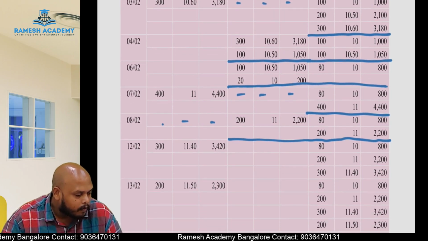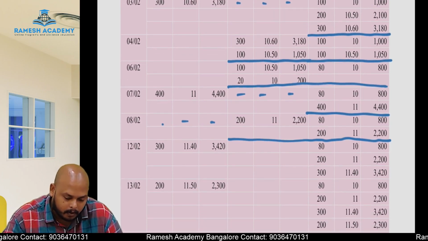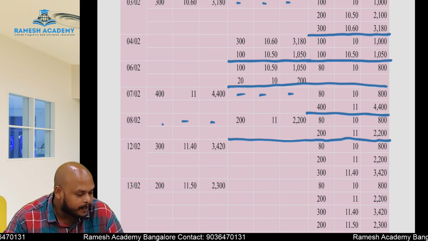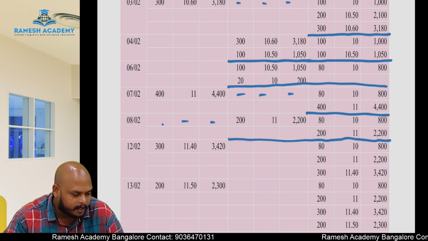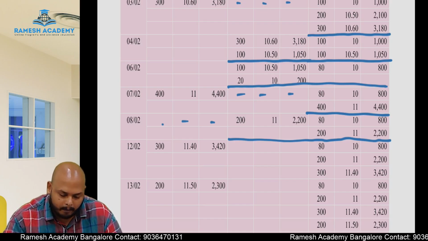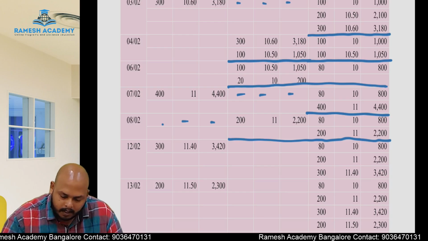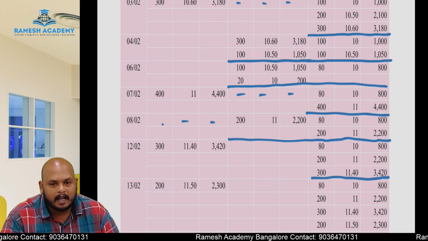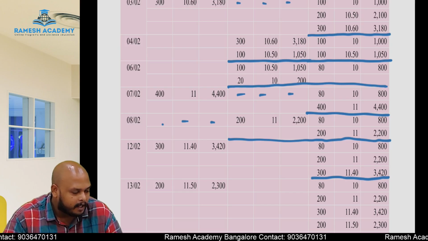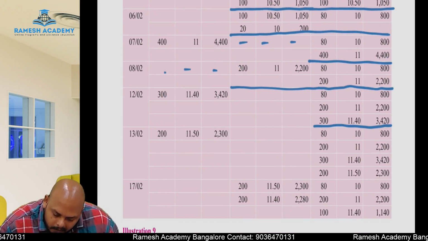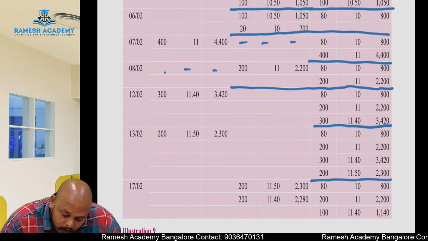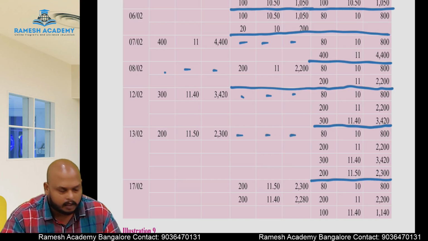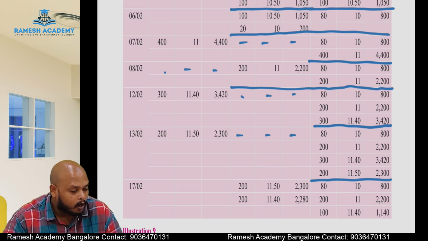Next. 12th February 2022, received how many units? 300 units we received. So what is the price per unit? 11.4. Same thing, just we can write in the balance column. Next, 13th February received 200 units. Same, just we have to continue in the balance column. Issue column will be what? Nil.